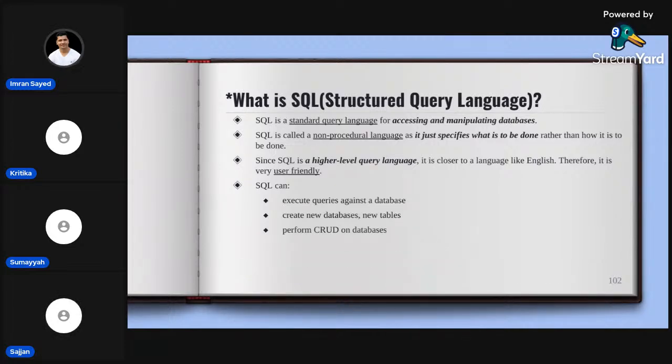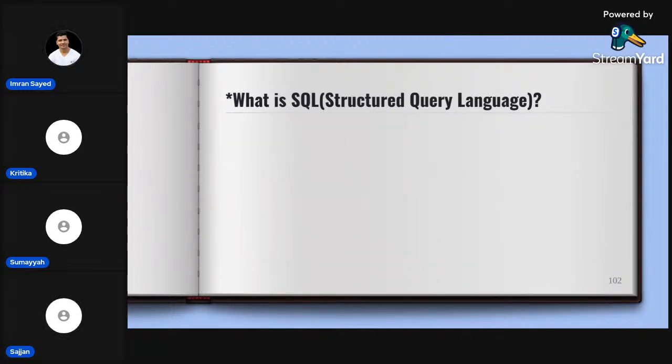Okay, so Kritika, give me 1 point on what is SQL. It's a standard query language, and is used for accessing and manipulating data. Okay, Sajjan, give me 1 point on this. It's a user-friendly and higher level language. Why is it user friendly? Because it is a higher level language, so its syntax is similar to English language. That's why it is very user-friendly.